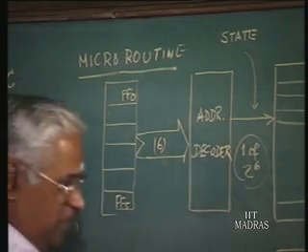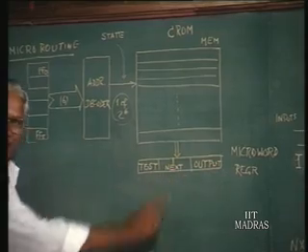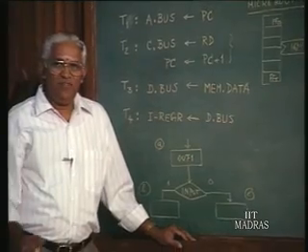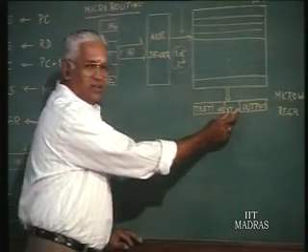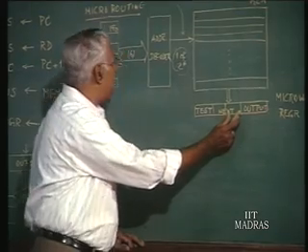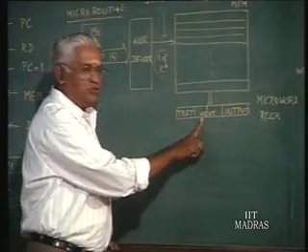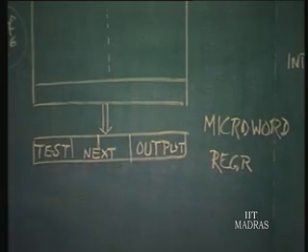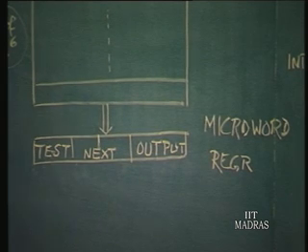And what do we have here? Next state. I said there is a true next state and a false next state. One of these will be selected. So this next state also will be a 6-bit code. So 6 bits for true and 6 bits for false. Actually the whole thing will be 12. At any time only one of these will be used.